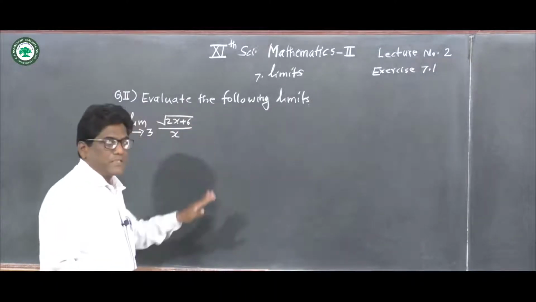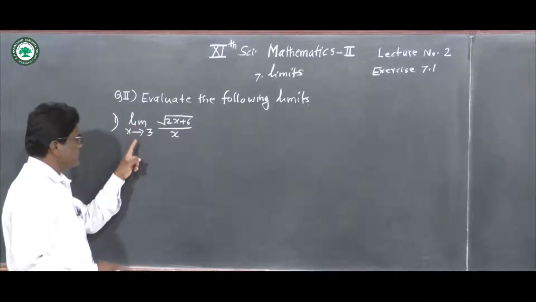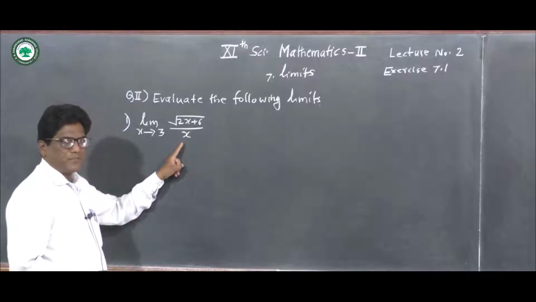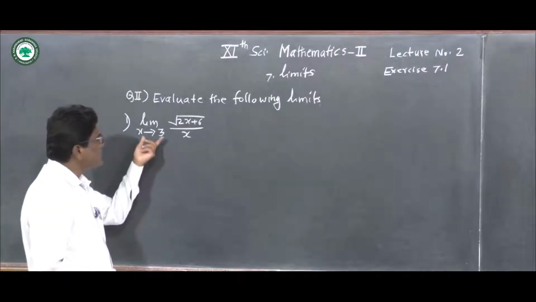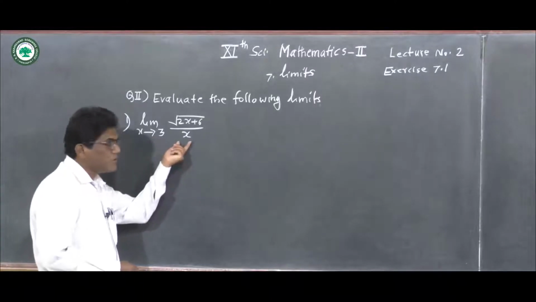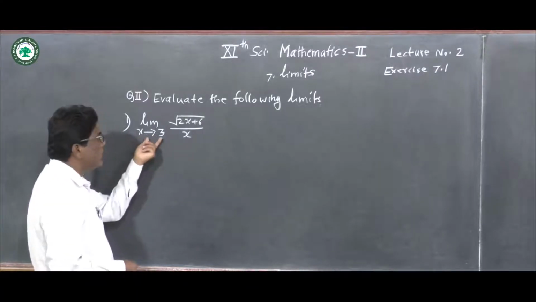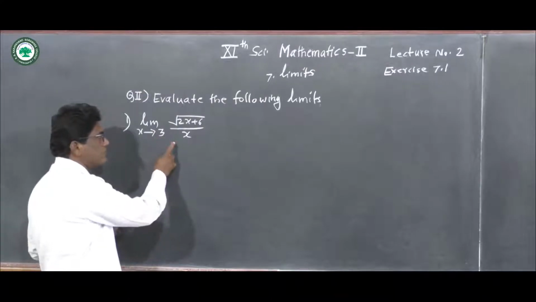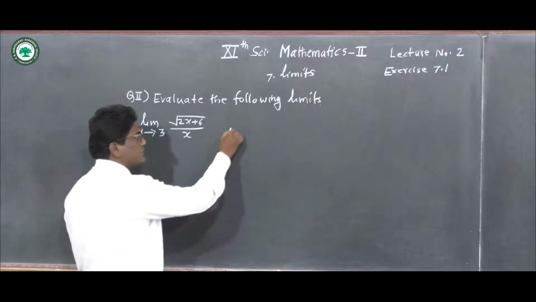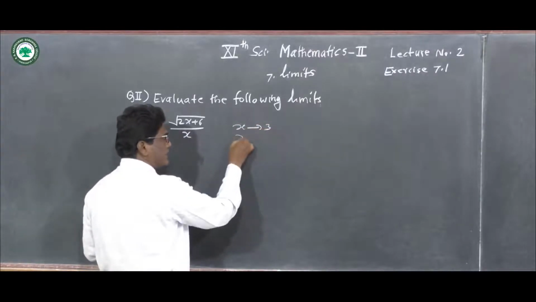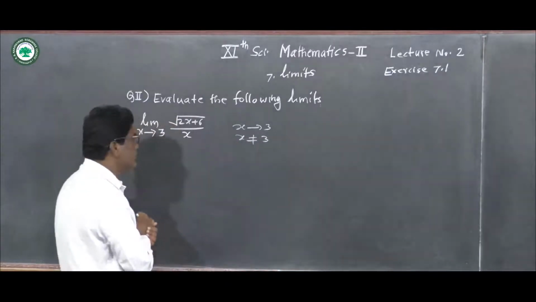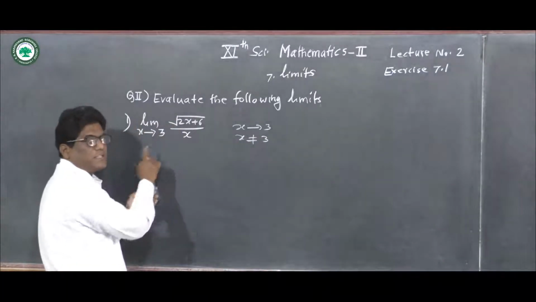Evaluate the following limits. First example is limit x tends to 3 of under root of 2x plus 6 upon x. While solving examples on limits, we decide whether the denominator is 0 for the value of x. Here x tends to 3, so in solving the problem we put x as 3. We know that when x tends to 3, x is not equal to 3, but it is very close to 3. So when we solve the problem, we put x as 3.